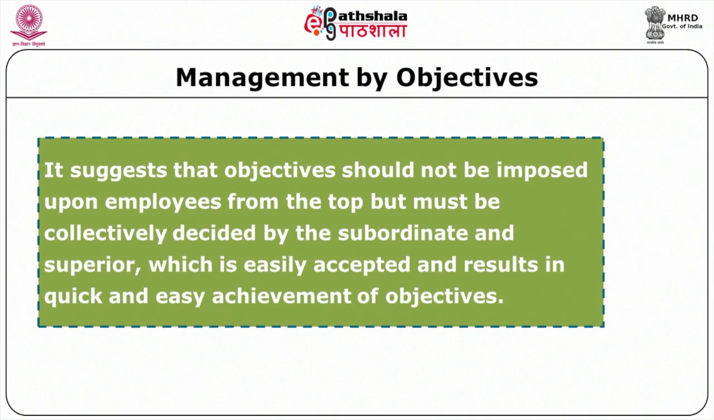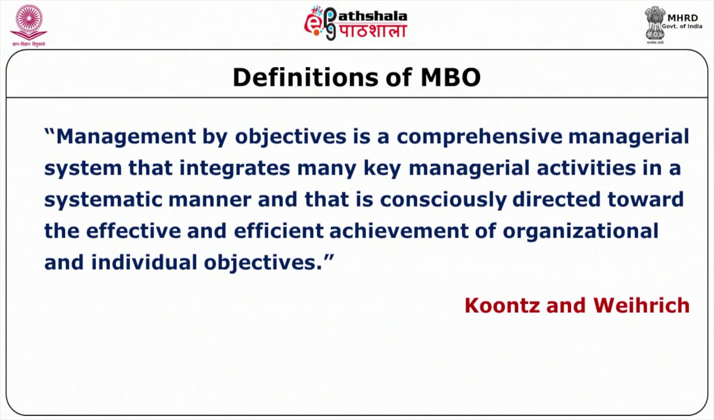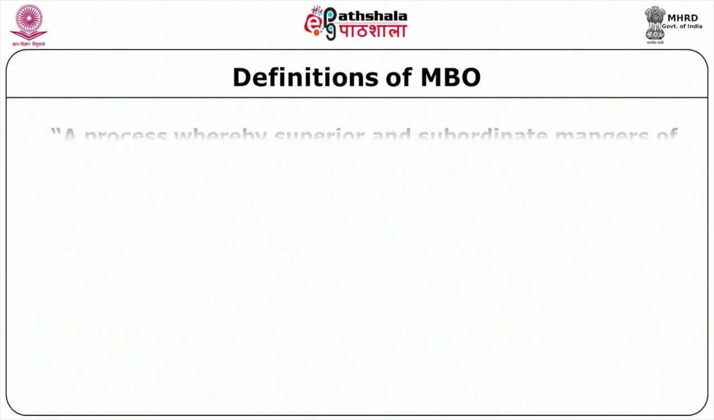In this manner, the employees are more accountable and more acceptable to the goals and objectives of the organization. To get a better insight into the meaning of management by objectives, let us look at two definitions of management by objectives. According to Coons and Werick, management by objectives is a comprehensive managerial system that integrates many key managerial activities in a systematic manner and that is consciously directed toward the effective and efficient achievement of organizational and individual objectives.